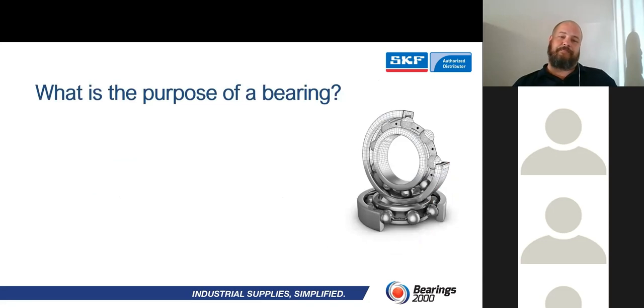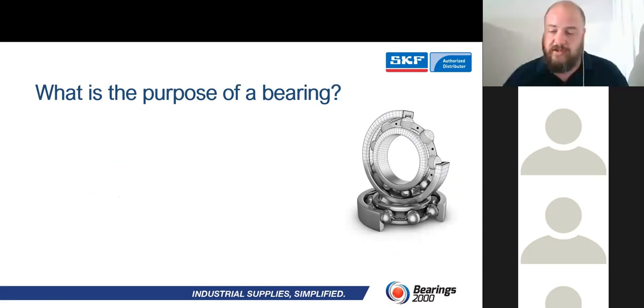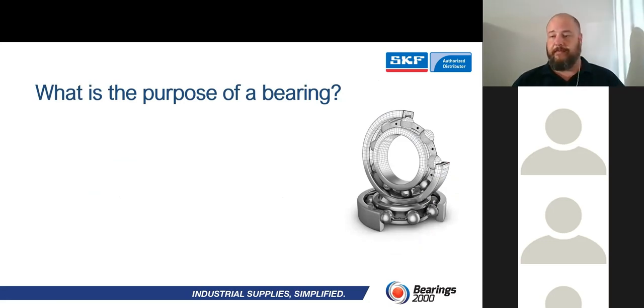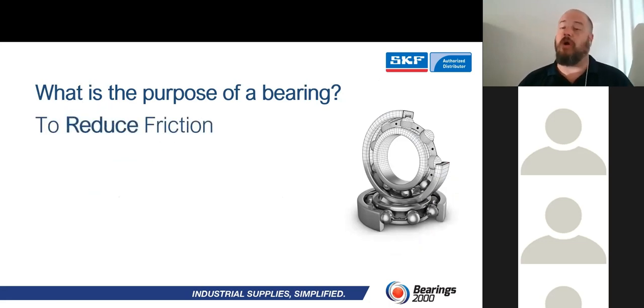All right. So the most common question, if I look at all the trainings that I do, is, guys, what is the purpose of a bearing? And sometimes it's an easy answer, sometimes it's not. The purpose of a bearing is just to reduce friction. We do not eliminate friction. It is impossible to eliminate the friction. We are aiming to reduce friction.